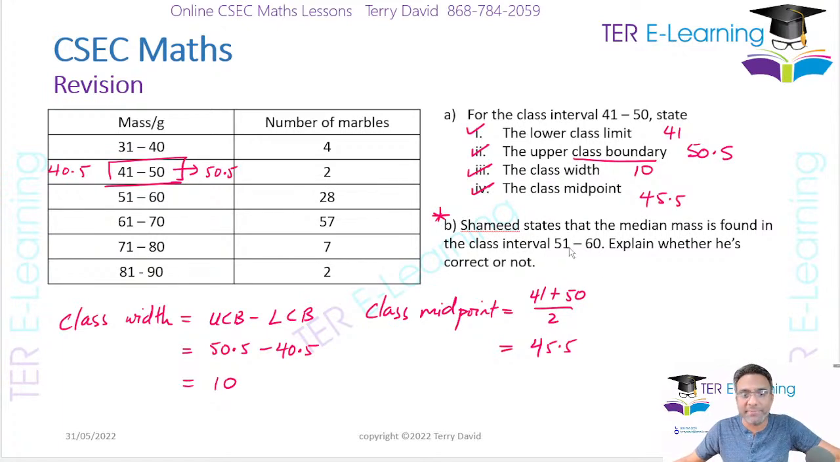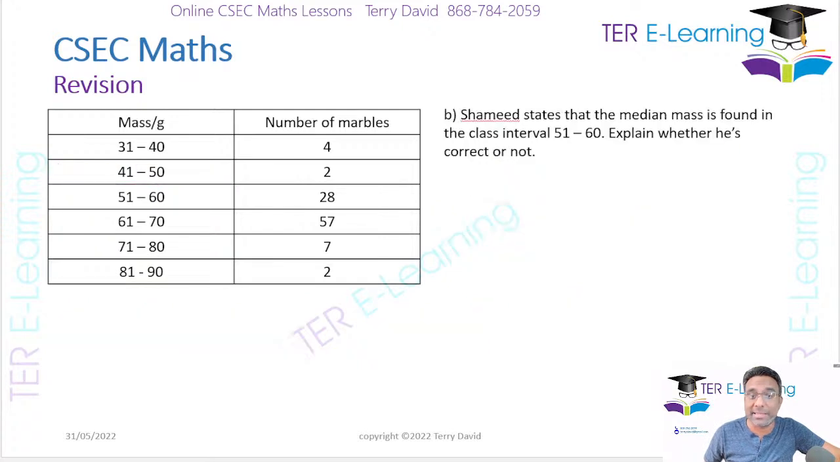So Shamid states that the median mass is found in the class interval 51 to 60. Explain whether he is correct or not. Now let me do this on a separate page here so we understand this. We have grouped data here and we're trying to look at the data to determine if he is correct or not.